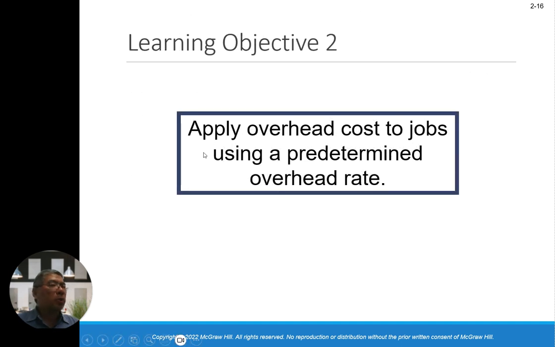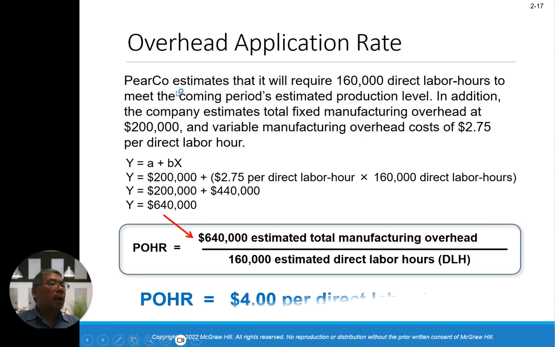In objective number 2, we're going to apply overhead cost to jobs using a predetermined overhead rate, not cost rate. Example: PERCO estimates 160,000 direct labor hours to meet the company's period production level. In addition, the company estimates total fixed manufacturing overhead at 200,000. Variable overhead cost is 2.75, so you're going to add here 200,000 plus 2.75 times 160,000 labor hours.